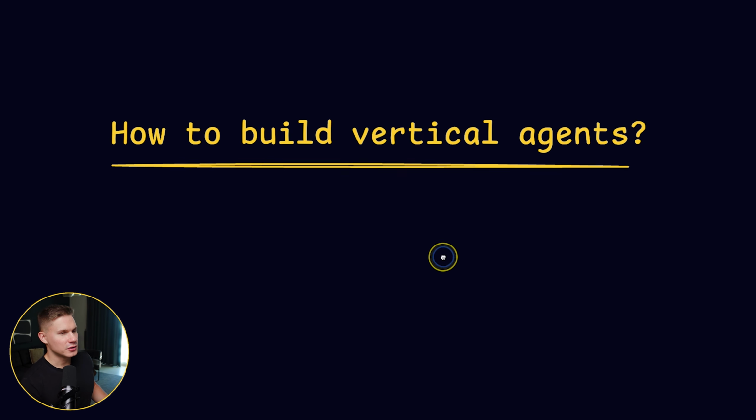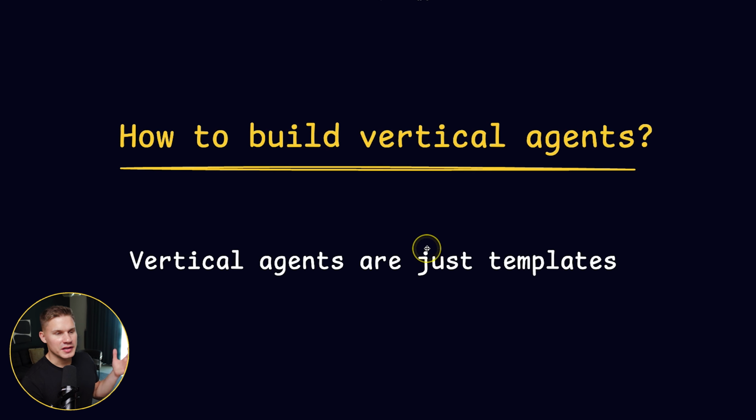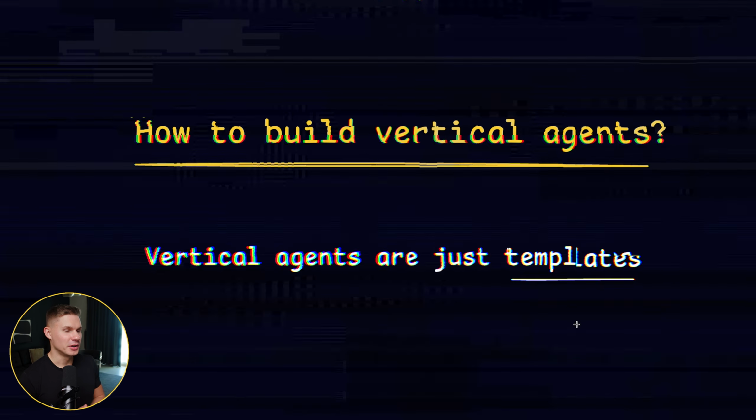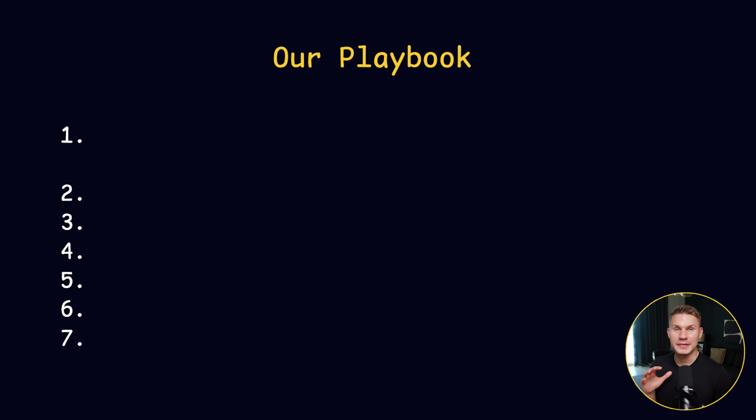Now, how do you actually build vertical AI agents? The key thing to understand is that vertical AI agents are just templates. It's literally just that. So in order to build a vertical AI agent, all you need to do is simply productize the parts of the agent that have to be customized across different businesses and keep everything else the same. I'm going to show you step by step from scratch how to do this on a real example today. But first, let me share with you our complete playbook for vertical AI agents.